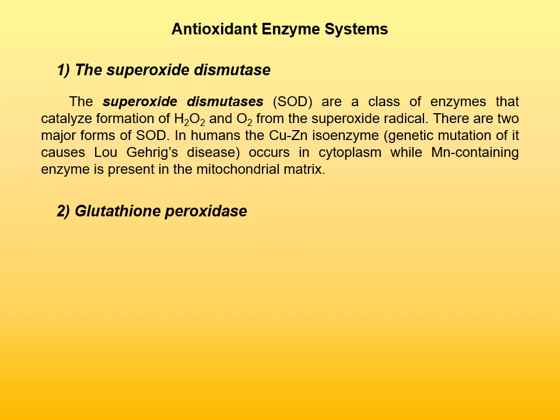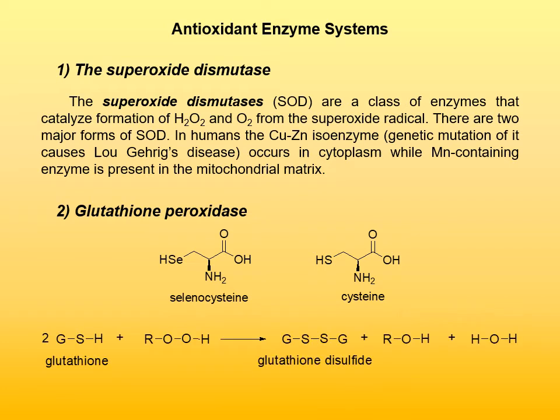Glutathione peroxidase is a selenium-containing enzyme. It contains a selenocysteine residue. Its role is to reduce hydrogen peroxide and other peroxides such as alkyl hydroperoxides and dialkyl peroxides. For example, in a reduction of alkyl hydroperoxide, the reaction products are the corresponding alcohol and water. Glutathione disulfide is obtained by oxidation of glutathione.